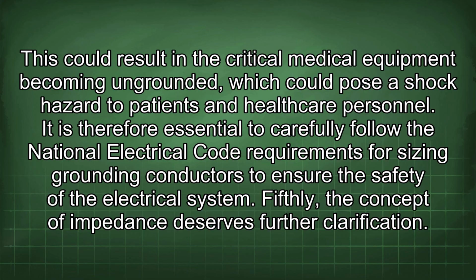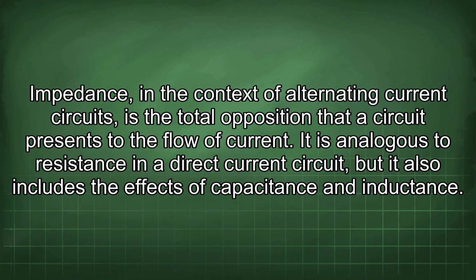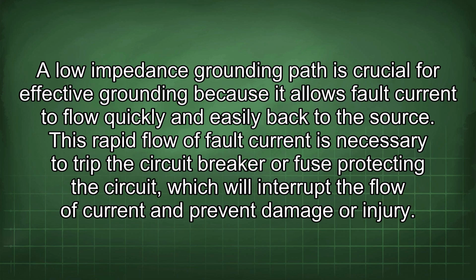Fifthly, the concept of impedance deserves further clarification. Impedance, in the context of alternating current circuits, is the total opposition that a circuit presents to the flow of current. It is analogous to resistance in a direct current circuit, but it also includes the effects of capacitance and inductance. A low impedance grounding path is crucial for effective grounding because it allows fault current to flow quickly and easily back to the source. This rapid flow of fault current is necessary to trip the circuit breaker or fuse protecting the circuit, which will interrupt the flow of current and prevent damage or injury.